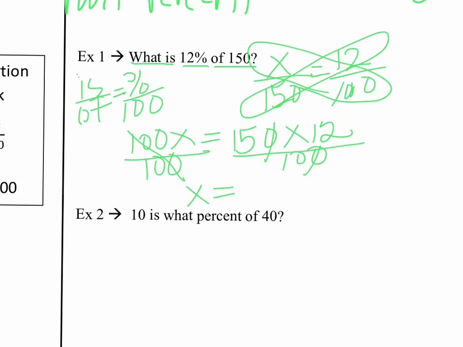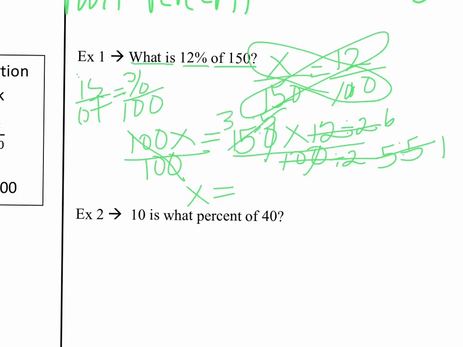10 and 12 are both even. 10 divided by 2 and 12 divided by 2. 10 divided by 2 is 5. 12 divided by 2 is 6. And looky there, 5 can go into itself and 15. 5 divided by 5 and 15 divided by 5. 5 divided by 5 is 1. And 15 divided by 5 is 3.